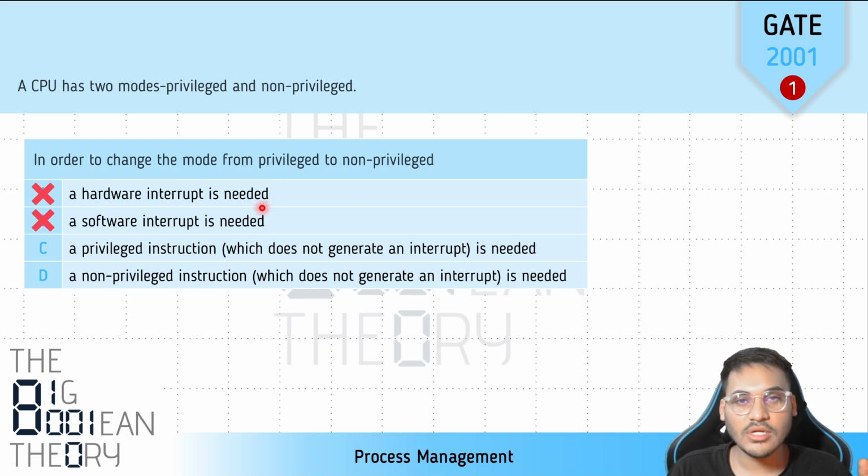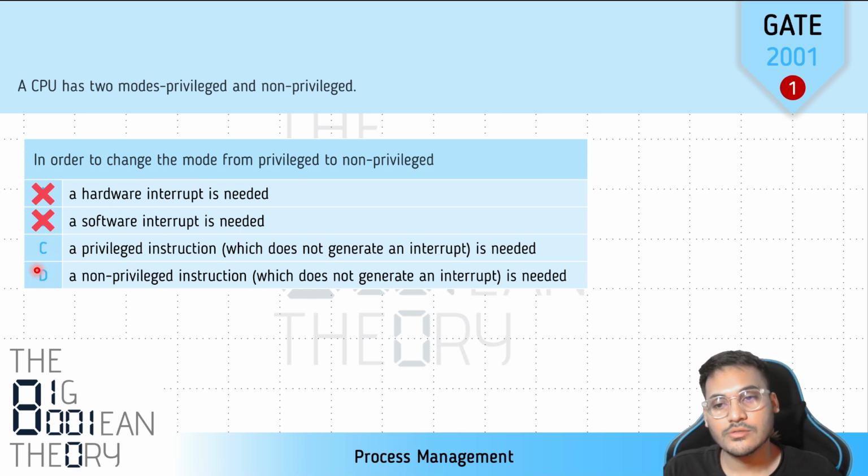So now let us look at the remaining two options, that is option C and option D. Option C is saying that in order to change the mode from privileged to non-privileged, we need a privileged instruction which does not generate an interrupt. Whereas option D is saying we need a non-privileged instruction which does not generate an interrupt.